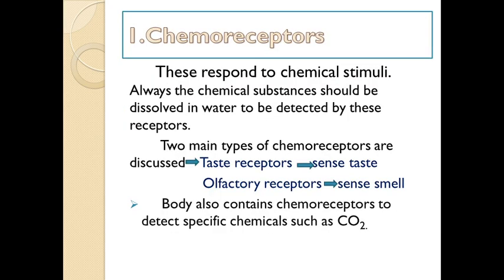Then the first type of receptor is chemoreceptors. Chemoreceptors respond to chemical stimuli, and always the chemical substances should be dissolved in water to be detected by these receptors, unless detection will not happen. Then there are 2 main types of chemoreceptors: taste receptors that can sense taste, and olfactory receptors that can sense smell. But these are not the only 2 types of chemoreceptors, because the body also contains chemoreceptors that can detect specific chemicals just like carbon dioxide.